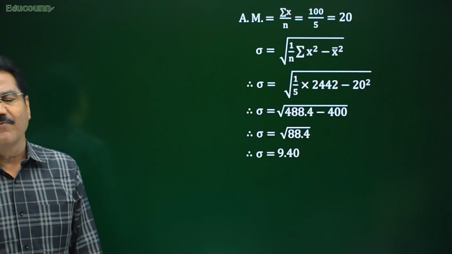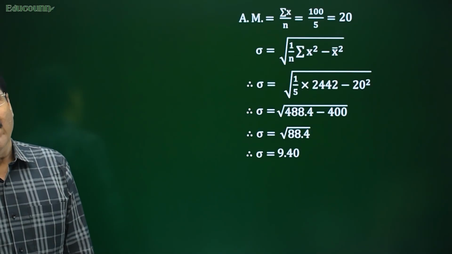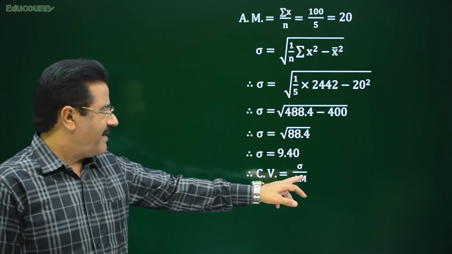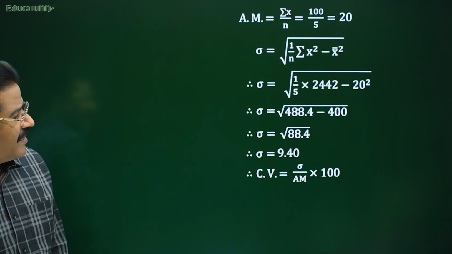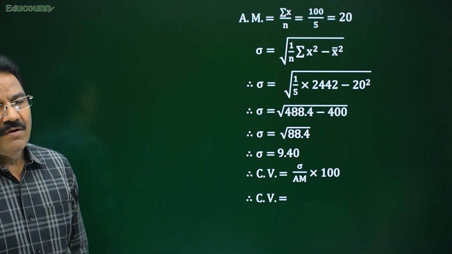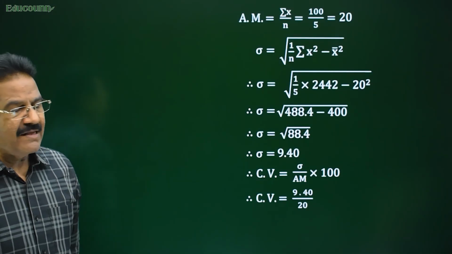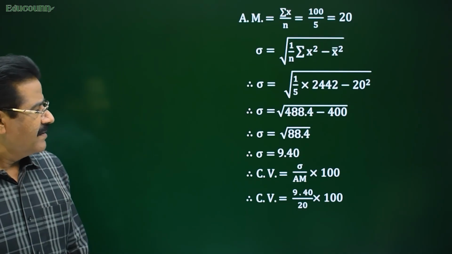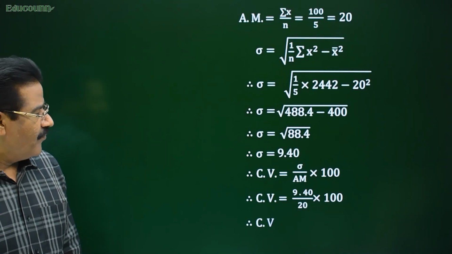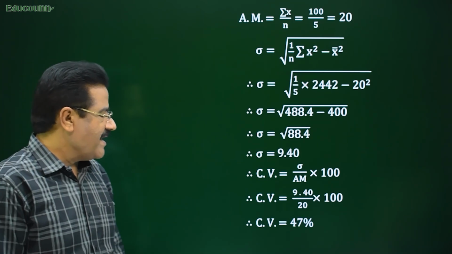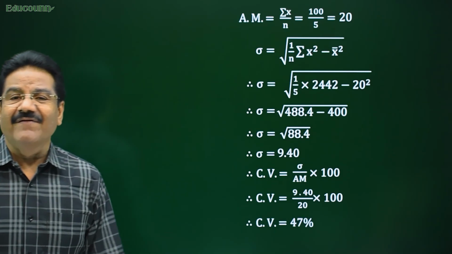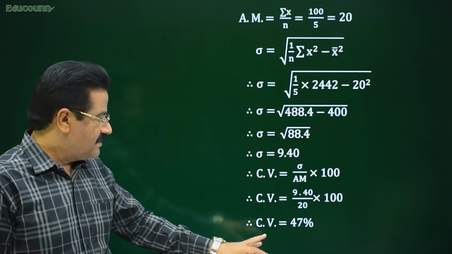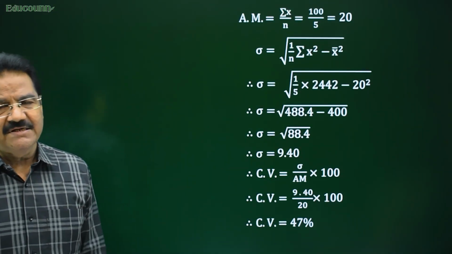of this 88.4. Let us have a formula of CV. CV is equal to sigma upon arithmetic mean into 100, and therefore we can write down final answer just by taking the ratio 9.42 upon 20 multiplied by 100, and therefore we get coefficient of variation as 47%. Since we are multiplying by 100, our answer will be in terms of percentage.